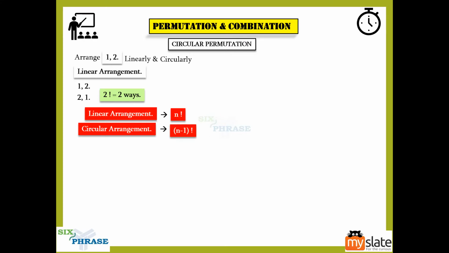So without even trying out the diagrams, you can just say if 1 comma 2 can be arranged in 2 factorial ways linearly, then it will be arranged in 2 minus 1, 1 factorial way, which is 1. There is only one way in which you can arrange it circularly, right? So we'll also look at the diagram and understand the reason why.